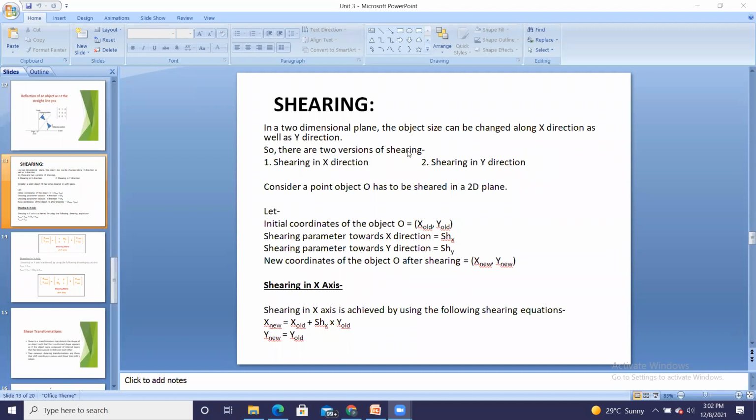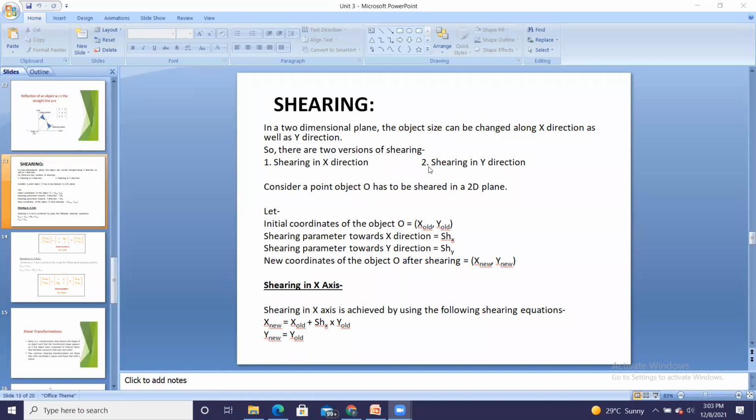Shearing is nothing but the size of the object is going to change along x or along y. So you are going to change the size of the object along x or along y. Then depending upon this size change, there are 2 versions of shearing, that is shearing along x direction and shearing along y direction.